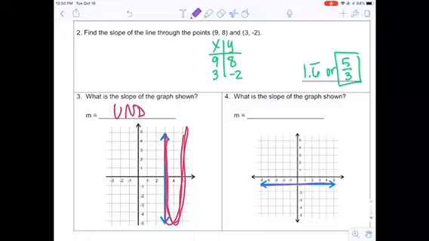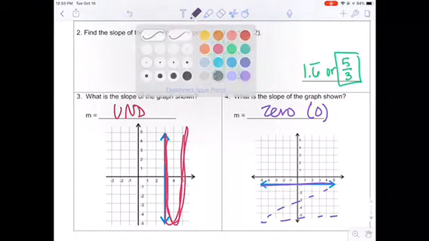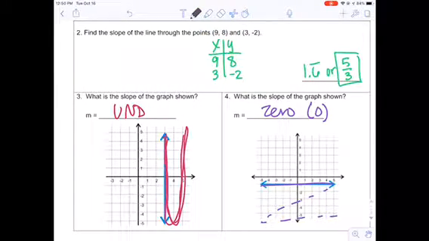Problem 4, this line is flat at 0, so that has a slope of 0, or you can put the number 0. Remember not to put the 0 with the slash because that means no solution, and there is a slope there.